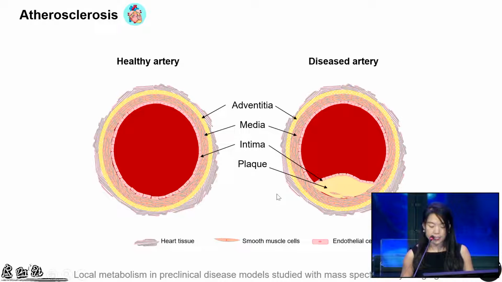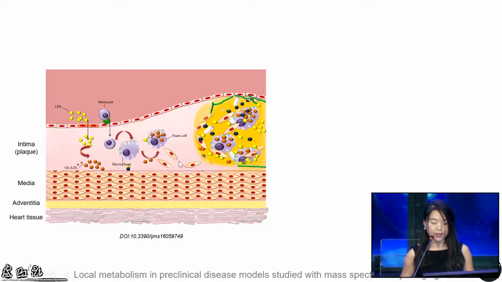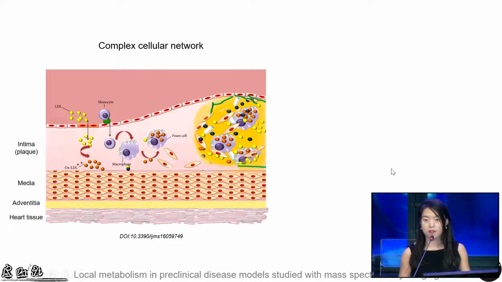In short, plaque formation starts with endothelial cell dysfunction and accumulation of circulating lipoproteins and inflammatory cells in the intima. Moreover, smooth muscle cells from the medial layer can also migrate into the intima, leading to a larger and more complex plaque. Plaque can continue to grow, and it could rupture, causing myocardial infarction or stroke. In summary, plaque formation involves a very complex cellular network.